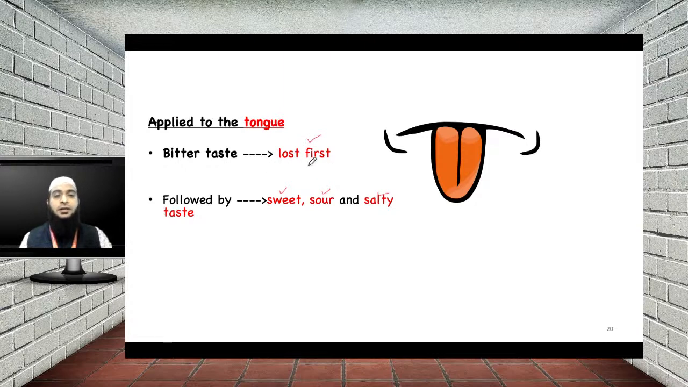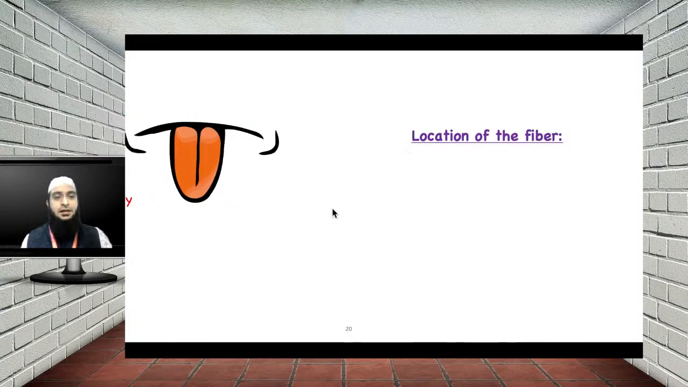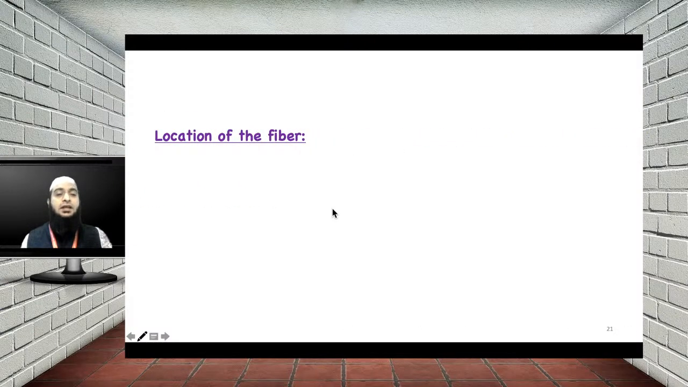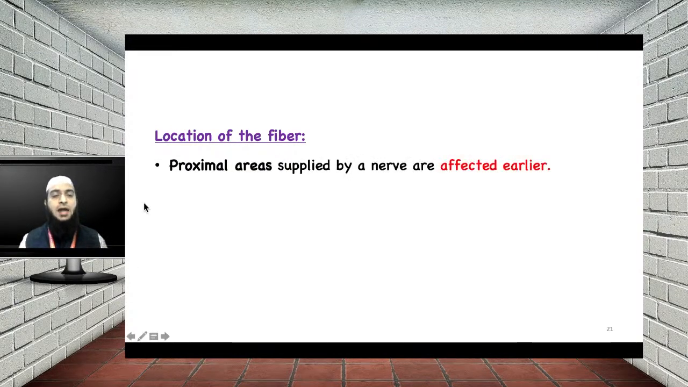So the bitter taste is lost first, followed by the sweet, sour, and salty tastes. Likewise, the location of the fiber also has an effect, because some fibers are present on the proximal part, and some fibers are present on the visceral part of the body. So based on the location of the fiber, the action of local anesthetics is different. So the proximal area supplied by the nerves is affected earlier, isn't it?